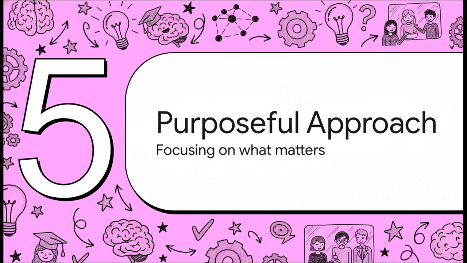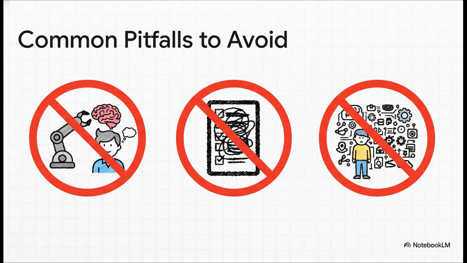Okay, so you've got these 5 strategies in your back pocket. How do you make sure you're always using them with purpose? Let's bring it all home and focus on the big picture. Just remember a few key things. First, never let the tool do the thinking for the student. That's a huge no-no. Second, be crystal clear about your expectations. Don't just assume they know the rules of engagement. And third, always, always guide them. These are powerful tools. They need a guide.